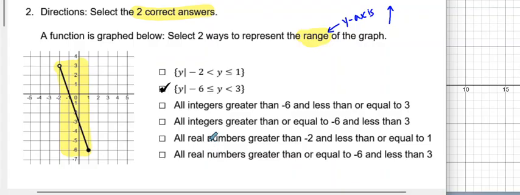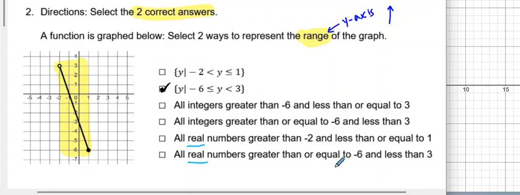Now, I see two options for words. I can see that we have integers and real numbers. Integers means that we don't have any decimals or fractions, just whole numbers. If you had integers, you should see only the whole numbers. For example, you would only see points instead of a whole graph, and you wouldn't see anything in between. So that's not going to work. It's going to have to be all real numbers.